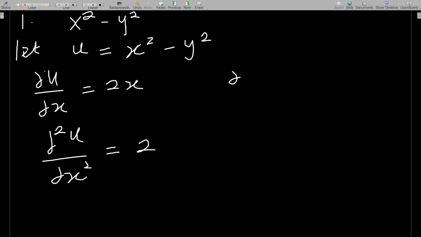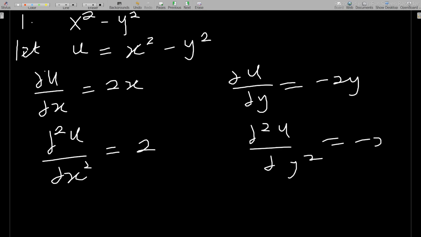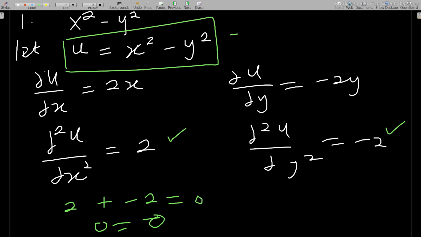Then the second one, del u del y, which is equal to minus 2y. Then del squared u del y squared is equal to negative 2. Now let's sum these: del squared u del x squared is 2 plus del squared u del y squared is negative 2, and that is equal to 0. So the Laplace equation is satisfied for this function. Hence this function u is harmonic.